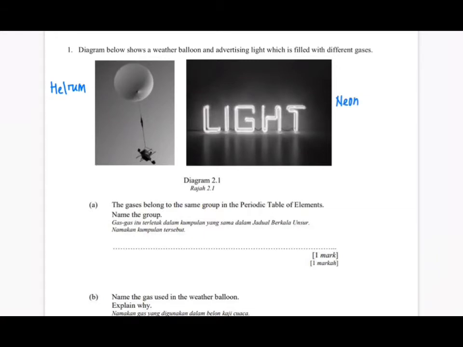Okay, question A. The gases belong to the same group. Name the group. So helium and neon belong to group 18, or we call them noble gases.